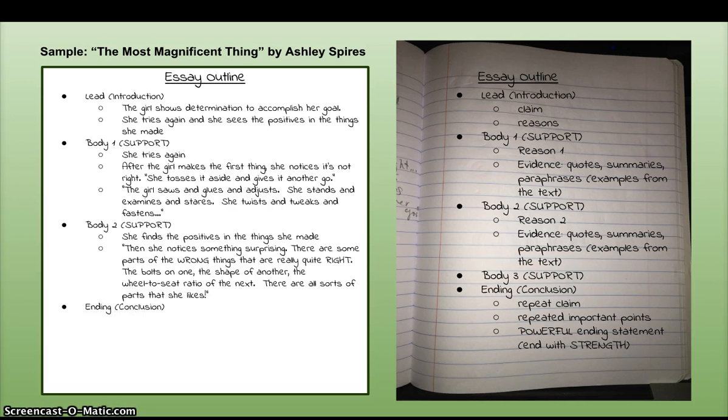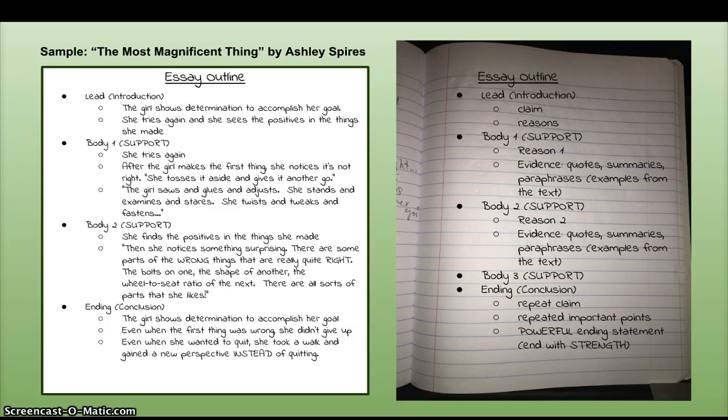Okay, so the last thing is the ending, the conclusion. I want to make sure I repeat my claim. The girl shows determination to accomplish her goal. And then I want to repeat some of my important points. Here's 2 of them. Even when the first thing was wrong, she didn't give up. And even when she wanted to quit, she took a walk and gained a new perspective instead of quitting.